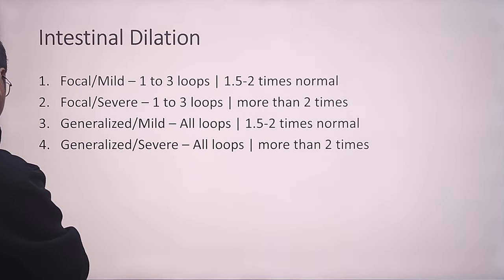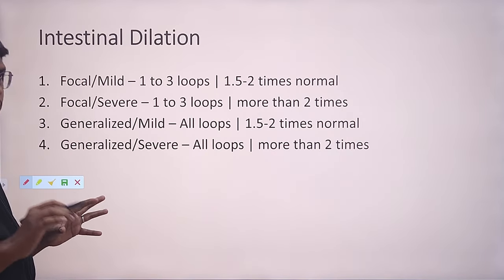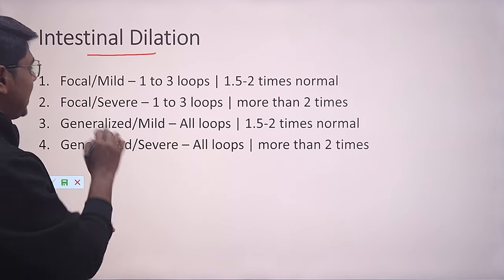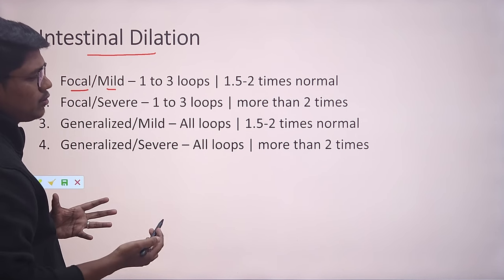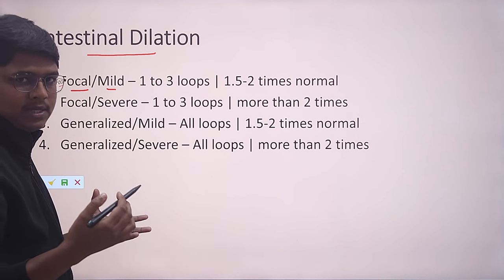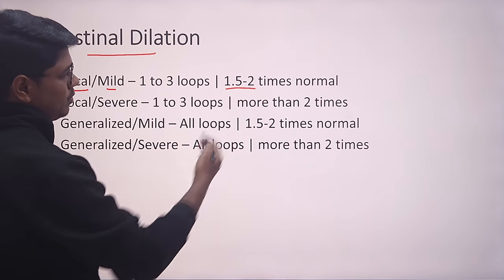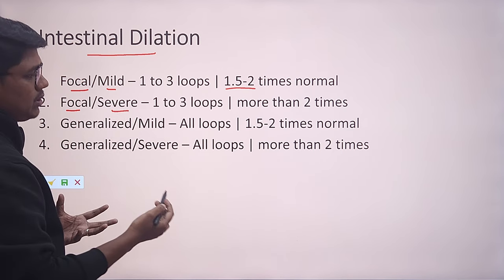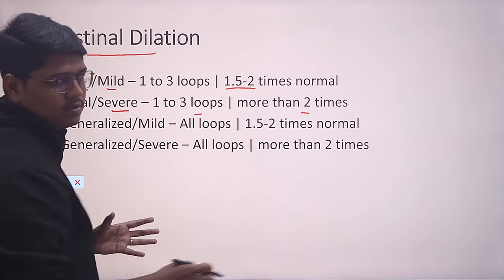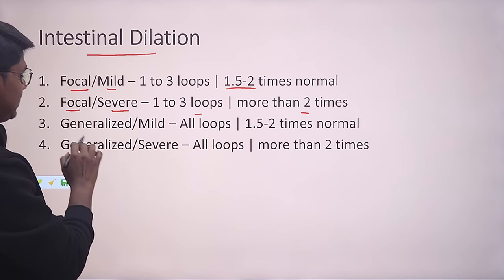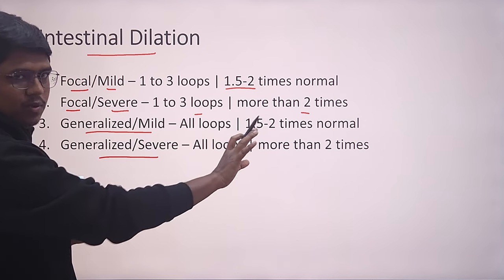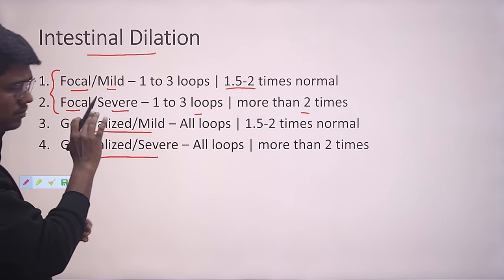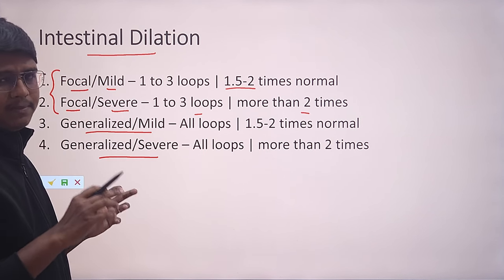So next, I will go to the intestinal pathology. Before that, you should know the types of intestinal dilation. Okay, it can be focal and mild, where 1 to 3 loops will be dilated, and the dilation will usually be between 1.5 to 2 times. And it may be focal and severe, 1 to 3 loops, more than 2 times the normal, then generalized mild, generalized severe. Usually we will find focal and severe involvement in case of mechanical obstruction.